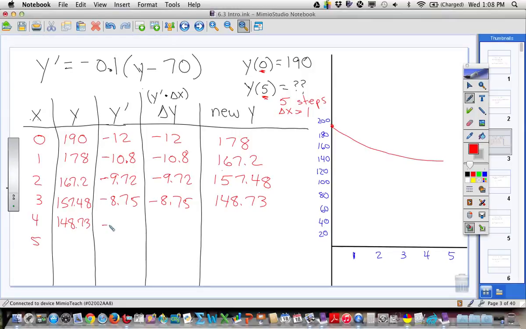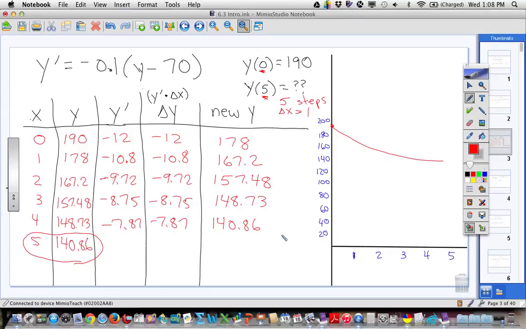Okay, and the next one is negative 7.87. I'm not going to ask you to do like 8 of these, probably. 4 or 5 is probably the tops, because once you can do 1 or 2 lines pretty good, you're probably good. Then you're just going to screw something up finally if you do too many. All right. So there is our final answer, 140.86. That's an approximation. At 5 minutes, the coffee would be approximately 140.86 degrees.